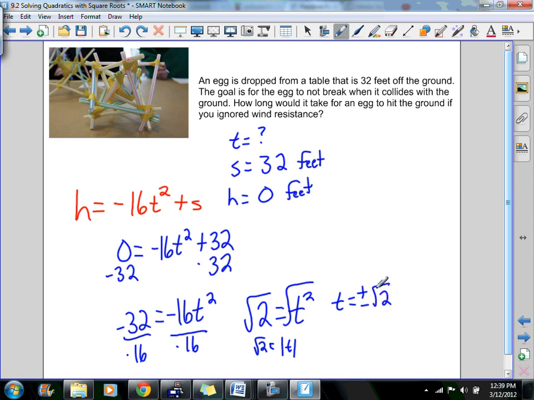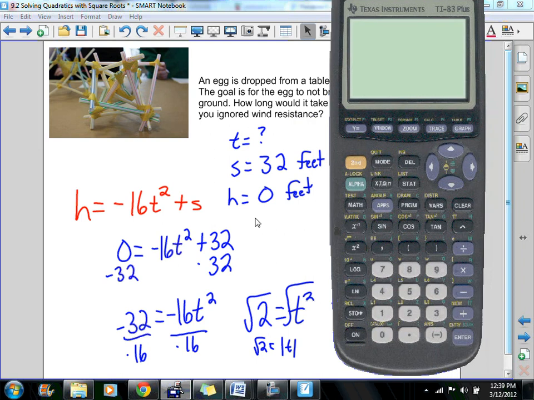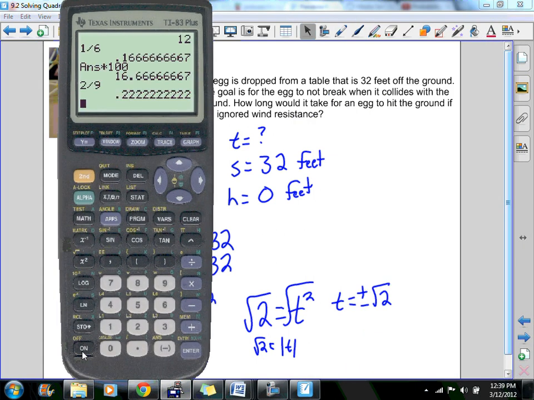Now, we have to think about, in this problem, is there such a thing as a negative time? Well, no. Doesn't make any sense. There's no such thing as negative time in this type of problem. So we can ignore the negative.